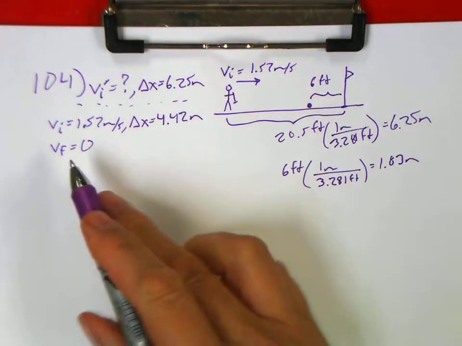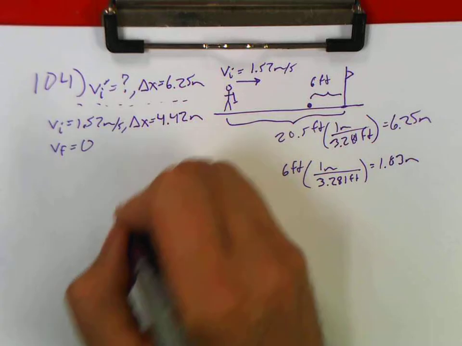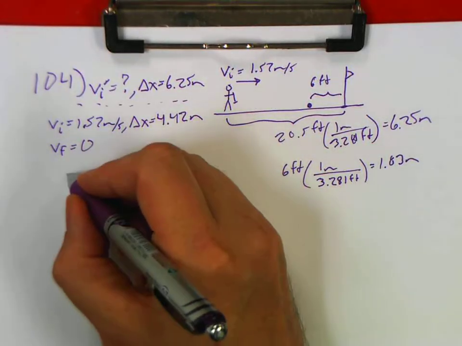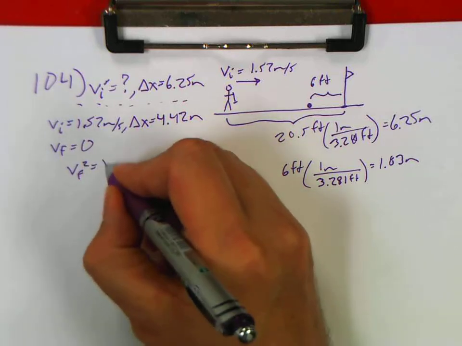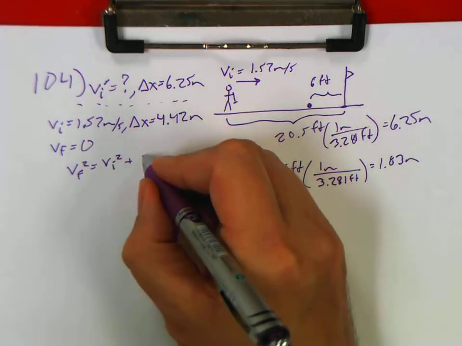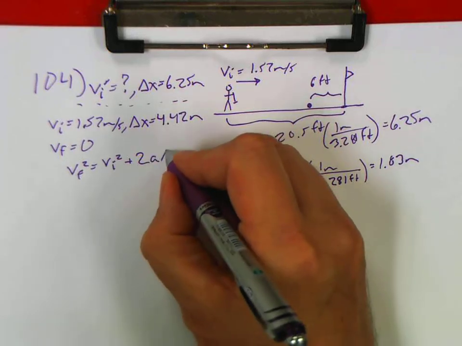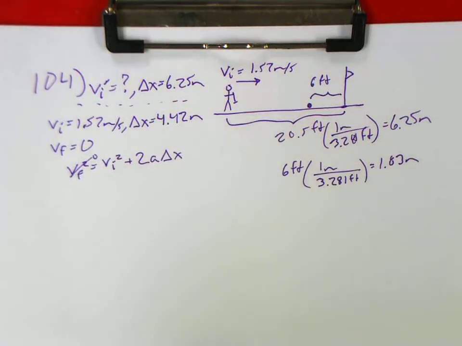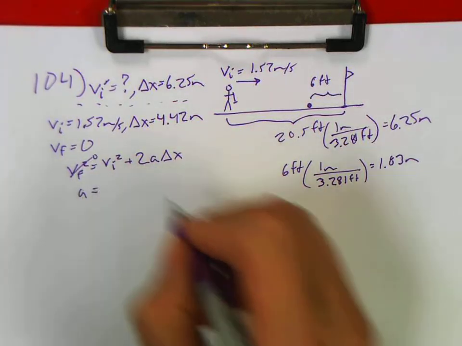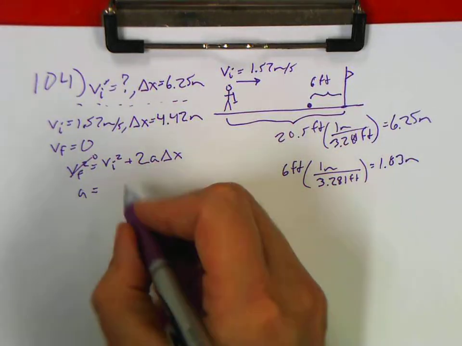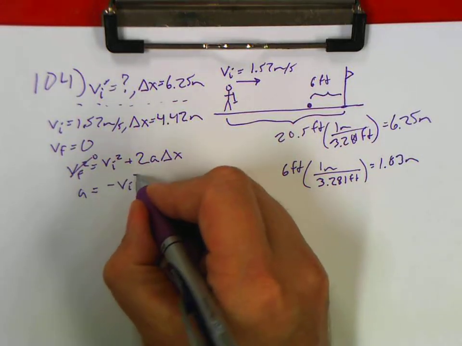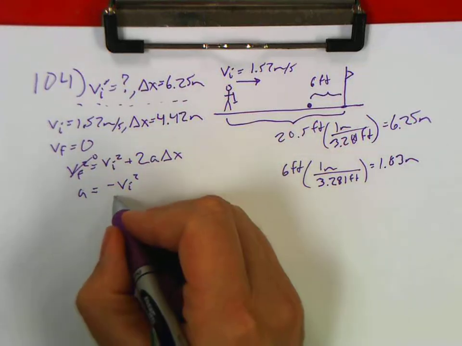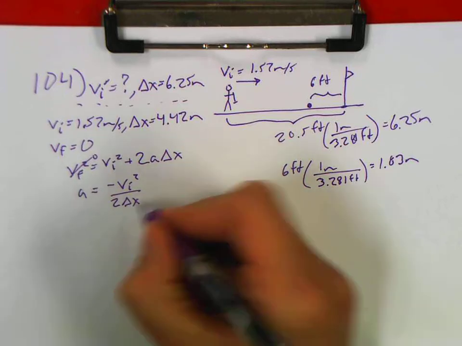All right, with those things, I can find my acceleration. So I'm going to use the fourth kinematic equation because I don't have time. So V final squared equals V initial squared plus 2 times our acceleration times our displacement. The final velocity is equal to 0, so that goes away. The acceleration under these conditions is equal to the negative V initial squared when we subtract it to the other side. Then we have to divide by 2 and by delta x to get it isolated.